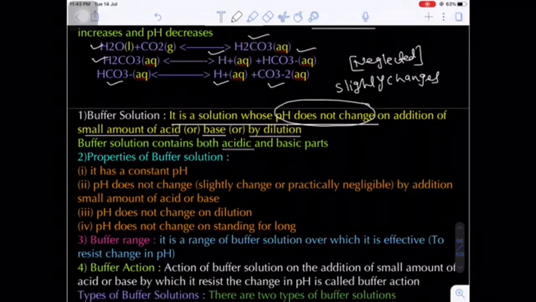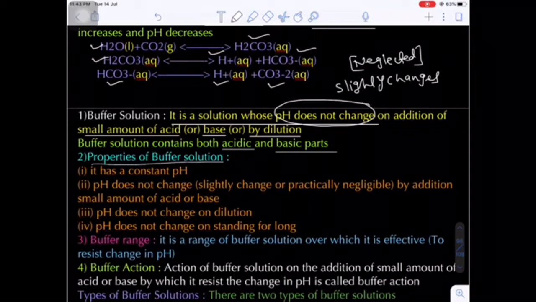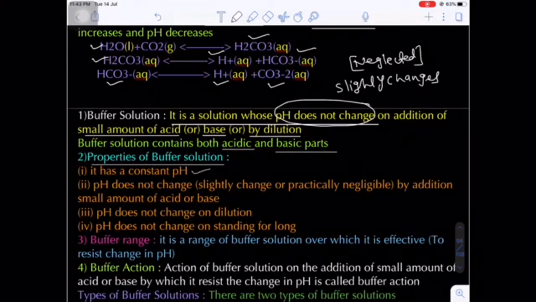Now in this buffer solution, what happens? Two components will be present. One component will act as an acid part and the other component will act as a basic part. Are you getting my point? Now, what are the characteristics of a buffer solution? As per the statement, it has a constant pH value. Yes or no? Yes. Number one.